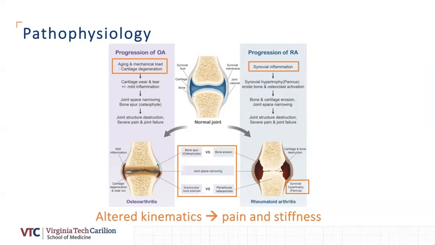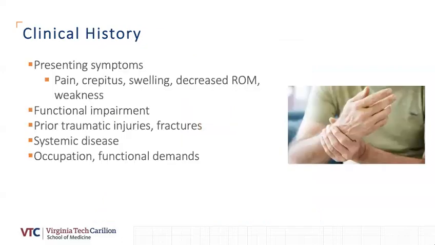However, they do differ a little as well. So in osteoarthritis, you will see bone spurs or osteophytes, whereas in rheumatoid arthritis, you're more likely to see bone erosion of the joints. And then also in rheumatoid arthritis, you're more likely to see the pannus or synovial hypertrophy on imaging. Regardless of the underlying cause of why this happens, both of these disease processes alter the joint, which then subsequently will alter the kinematics of the wrist. And this leads to pain and stiffness of the joint.